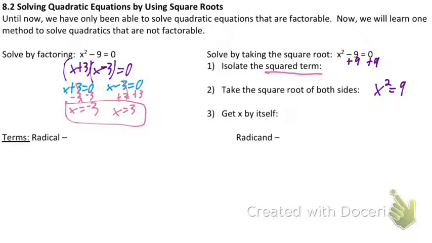So I successfully completed step 1. I isolated my squared term. On one side of the equation, all that is there is whatever is being squared. In this case, it's x being squared. My next step is to take the square root of both sides.